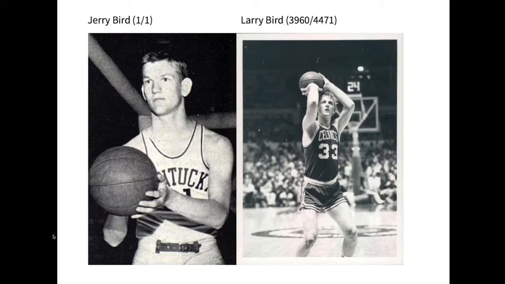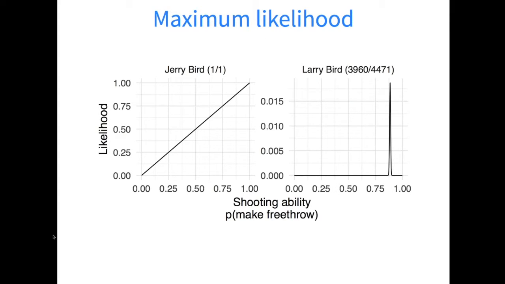So we might go about answering this question using something like maximum likelihood, where we're trying to estimate the shooting ability of each player, which here I'm taking to mean the probability that they make a free throw, by maximizing the probability of the data, or the likelihood. If we do this, then our estimate for Jerry Bird is that he has a probability of 1 of making his free throw, which is to say he's incapable of missing free throws. And for Larry Bird, we conclude that he makes exactly that fraction, so his probability would be about 0.88.